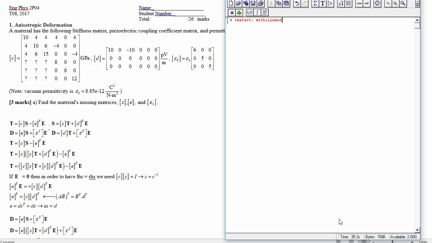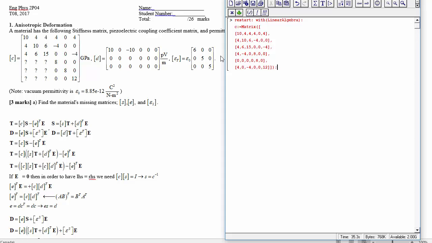We're going to include the matrix package that we're going to use, then we'll say C is equal to a matrix of, now we got to type in the components, 10, 4, 4, 4, 0, 4, 4, 10, 6, negative 4, 0, 0, and 4, 6, 15, 0, 0, negative 4. Now we know that this matrix is symmetric, so that means that this next row here where we have missing elements should be the same as this column of the same number. So fourth row is equal to the fourth column. So the way that I'm going to type this out is actually just by reading the column as I'm typing it, for negative 4, 0, 8, 0, 0. And similarly for the next one, 0, 0, 0, 0, 8, 0, and 4, 0, negative 4, 0, 0, 12.